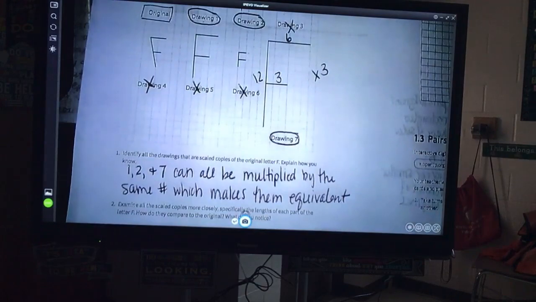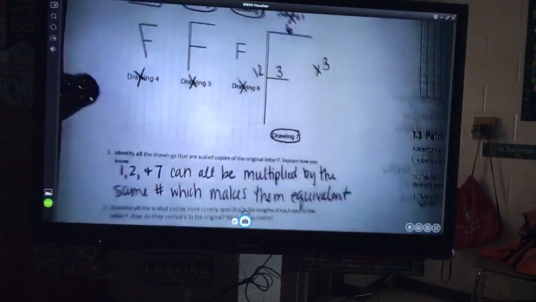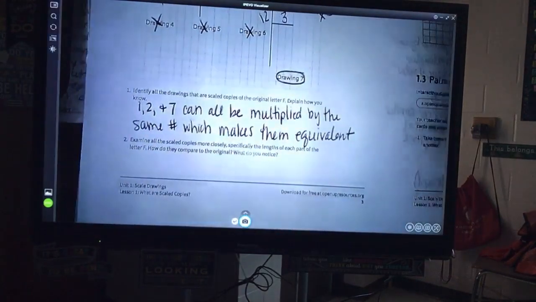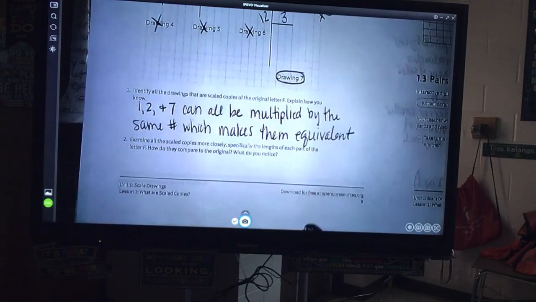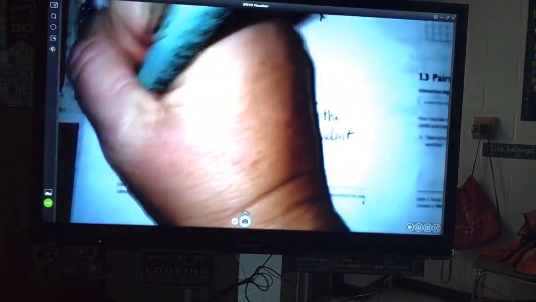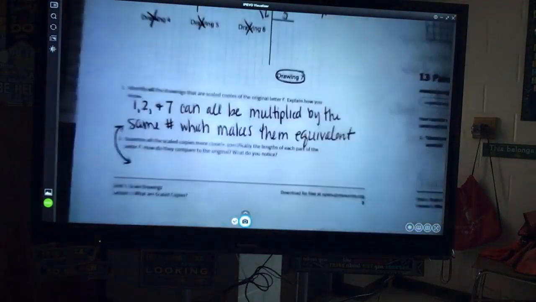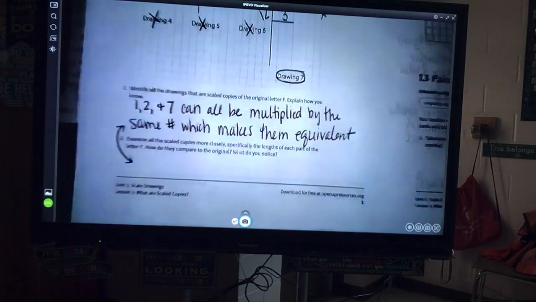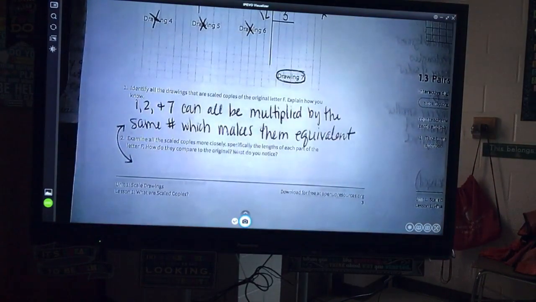All right, number 2, it says, examine all the scale copies more closely, specifically the lengths of each part of the letter F. How do they compare to the original? What do you notice? So in a sense, we kind of answered number 1 and number 2 with the same thing. I'm not going to make you guys rewrite it. I feel like at this point, for the most part, we have it.